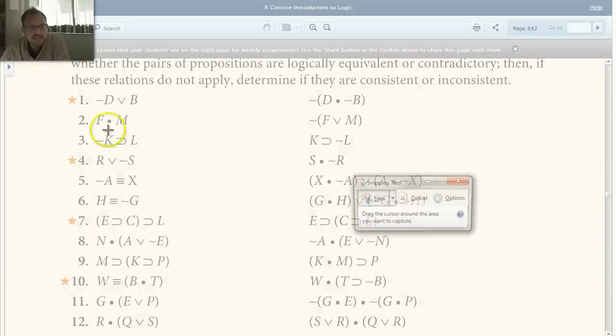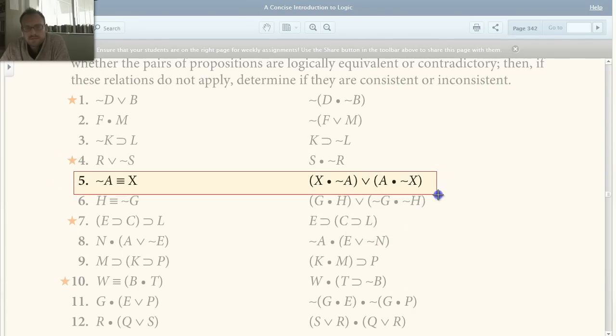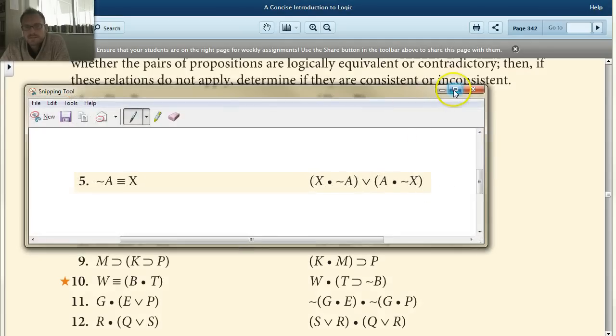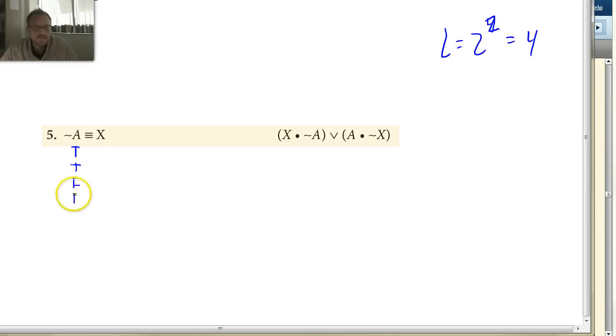Let's see here. Let's do this problem here. So the first thing, of course, to recognize is ask yourself, how many lines does this thing need to be, right? A and X, so I've got 2 variables. 2 to the second, right? So that means it's going to be 4 lines long. So I'm going to go true, true, false, false.